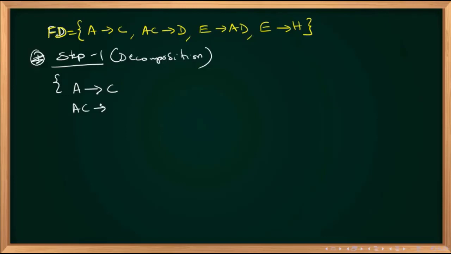AC, the decomposition rule you should not apply on the left side. AC to D: on the left side you should not break it and write A to C, A to D and C to D. That is wrong, no? Don't write it. Okay. So for the next one you can apply the decomposition rule. So it is becoming E to A and E to D. Okay. And after that there is nothing to apply the decomposition rule.